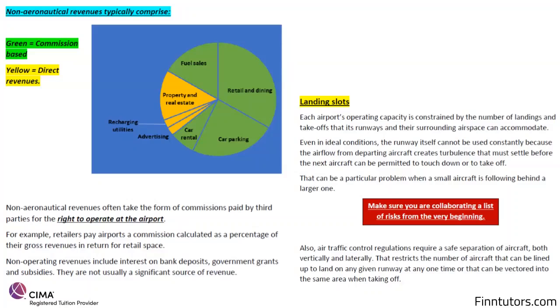Now non-aeronautical revenues often take the form of commissions paid by third parties. For example, retailers pay airports a commission calculated as a percentage of their gross revenues.